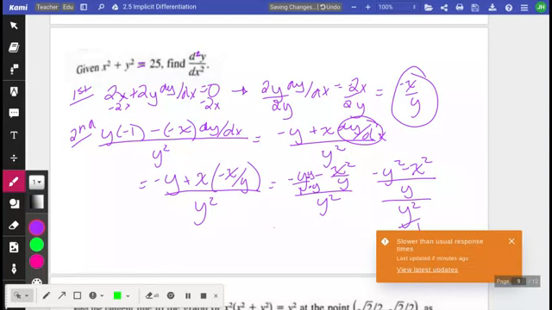So if you think of this as a fraction, so you have negative y squared minus x squared over y as your top, and y squared over 1 as your bottom, you would multiply by the reciprocal. Instead of dividing by y squared, you'll multiply by 1 over y squared. And that leaves you with negative y squared minus x squared all over y cubed.